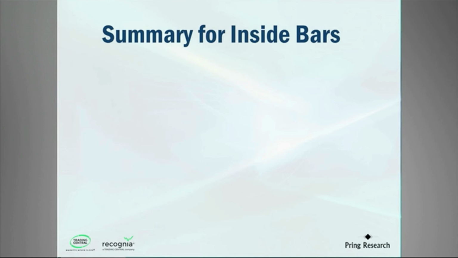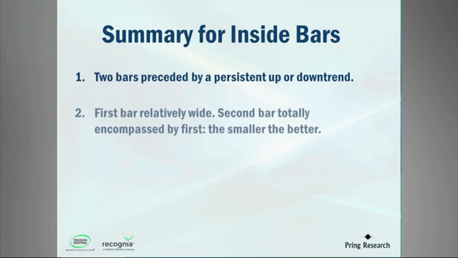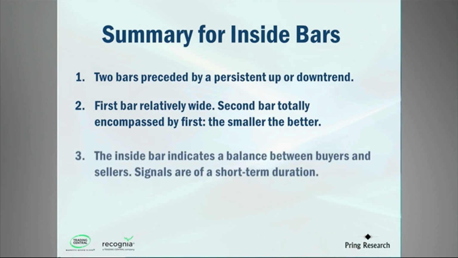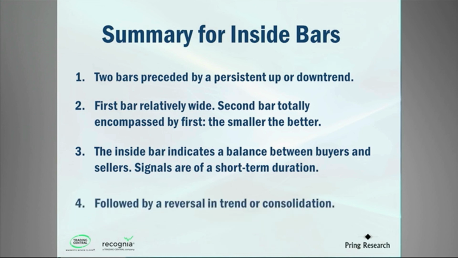Summary of inside bars. 1. Two bars preceded by a persistent up or downtrend. 2. The first bar is relatively wide. The second bar is totally encompassed by the first. The smaller, the better. 3. The inside bar indicates a balance between buyers and sellers. Signals are of a short-term duration. And 4. They are followed by a reversal in trend or a consolidation.